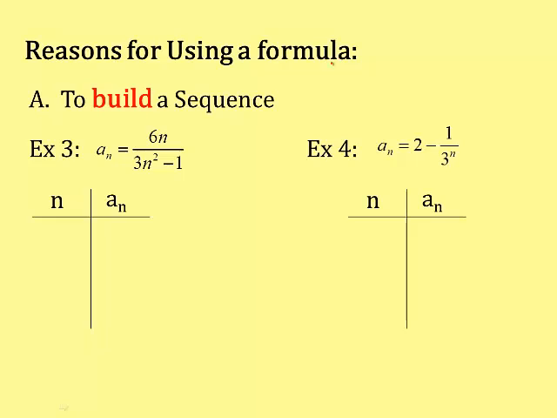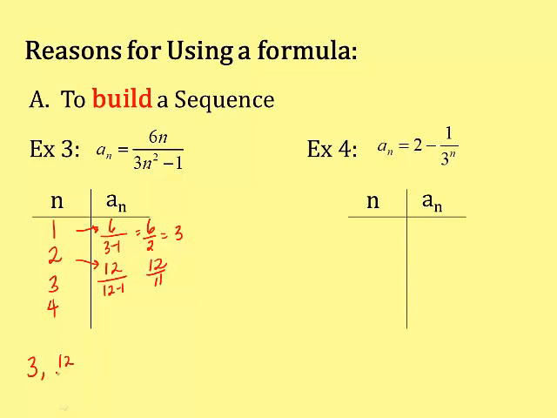Alright, to build a sequence, we keep doing more examples because they can be more complex. So let's just look at this. If I want to do the first 4 terms again, let's plug in a 1. So 6 times 1 is 6 over 1 squared is 1 times 3 is 3 minus 1. So it's 6 over 2, which is 3. So my first term in my sequence is 3. Let's do 2. 6 times 2 is 12 over 2 squared is 4 times 3 is 12 minus 1, so that's going to be 12 over 11.